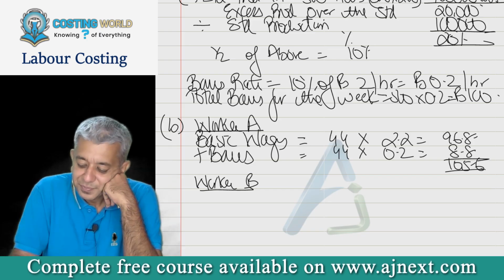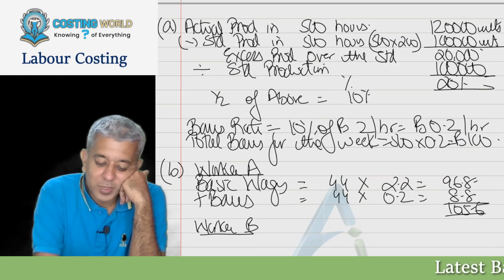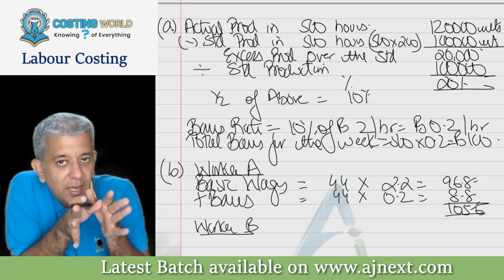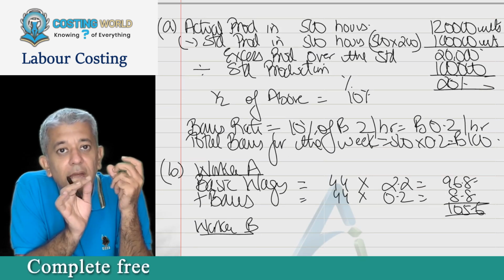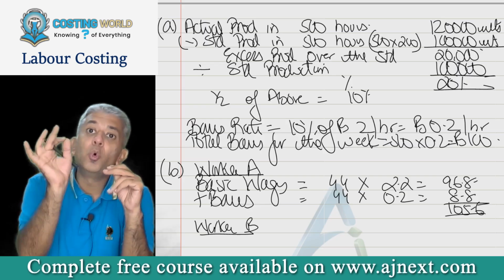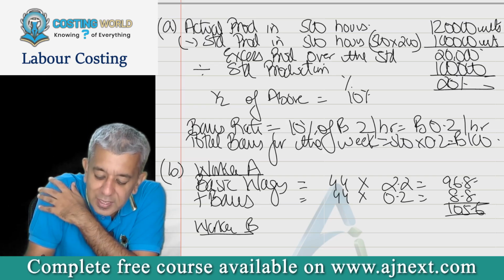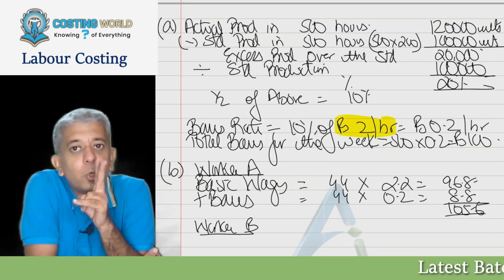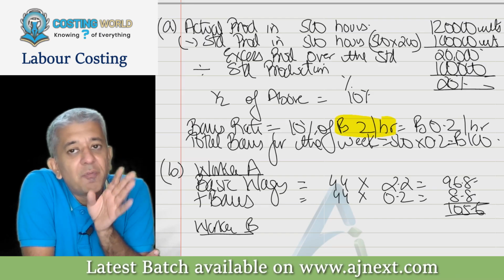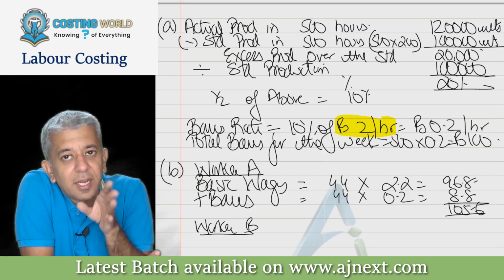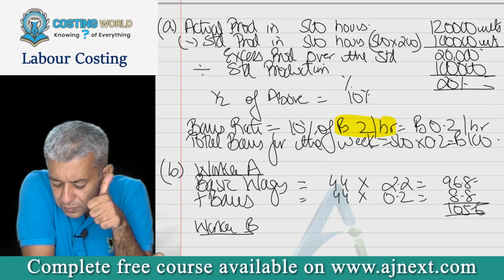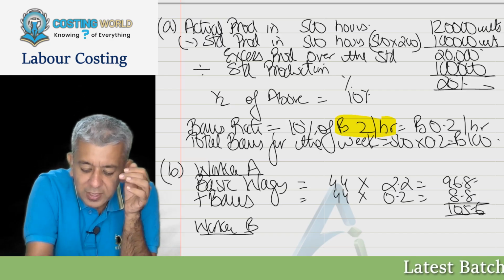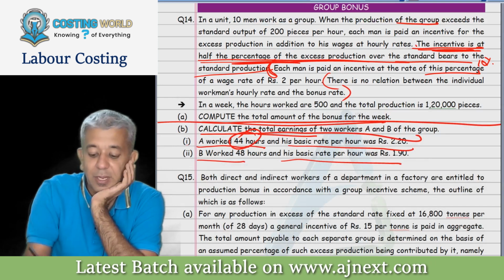See, understand whatever I am going to say now. Whenever a worker will be paid bonus, it will be assumed only for the purpose of bonus that the wage rate is how many rupees per hour? 2 rupees per hour. So every worker will be paid bonus at the rate of 0.2 per hour. Is that all okay? Yes, sir.